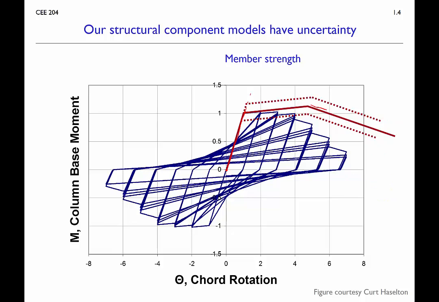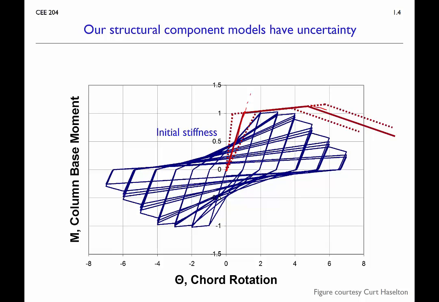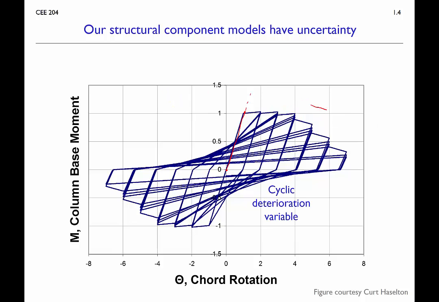What's the base moment at which all this nonlinear behavior starts to occur? We have uncertainty in this initial stiffness, so how stiff is the member even in the elastic range? That's a parameter we have to estimate. And we have uncertainty in the stiffness after the element yields. And finally, this cyclic behavior, as the element's deteriorating over multiple cycles, there's a parameter in there that controls how fast that happens, how many cycles it takes to see a given level of deterioration. So there's another random variable.